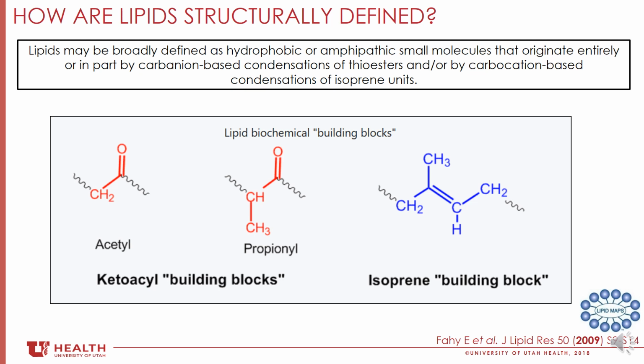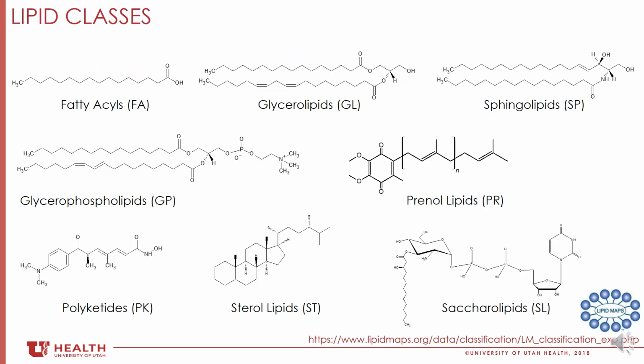Using this approach, lipids have been divided into 8 categories. The most widely used classification system has been established by the Lipid Metabolites and Pathways Strategy Consortium, also known as LIPID MAPS. They divide lipids into 8 classes based on their functional backbone: fatty acyls, glycerolipids like di- and triglycerides, glycerophospholipids like phosphatidylcholines, sphingolipids, which include ceramides and sphingomyelins, sterol lipids, prenol lipids, saccharolipids, and polyketides.